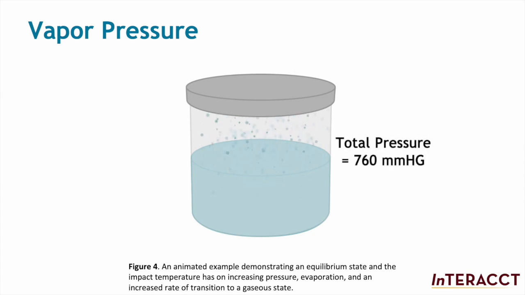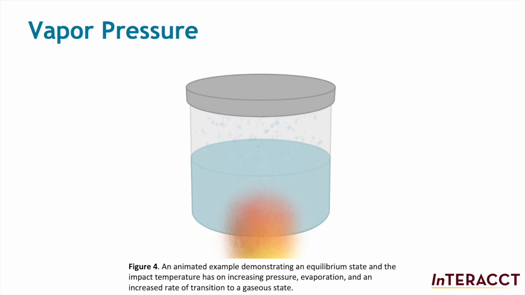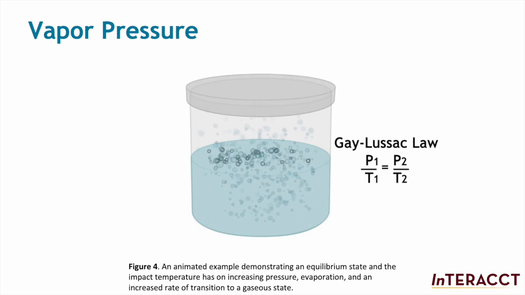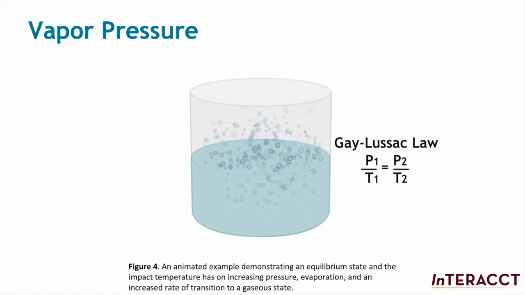Total pressure is equal to 760 millimeters of mercury at sea level. So if the temperature increases from its initial temperature, the vapor pressure also increases, resulting in an increase in the evaporation rate, which is demonstrated here by the increasing rate at which the bubbles form in the liquid and escape into the gaseous phase. This relationship was described earlier by the Gay-Lussac law, P1 over T1 equals P2 over T2.